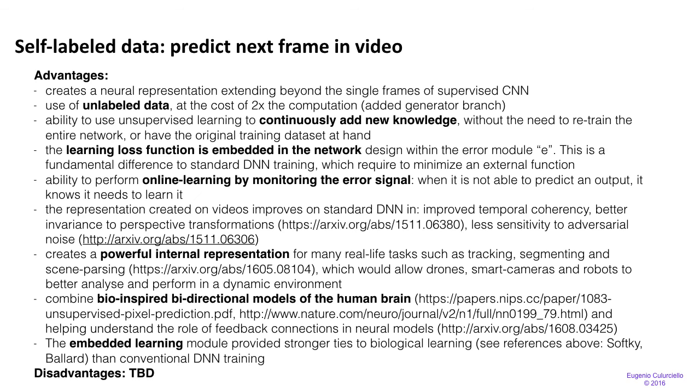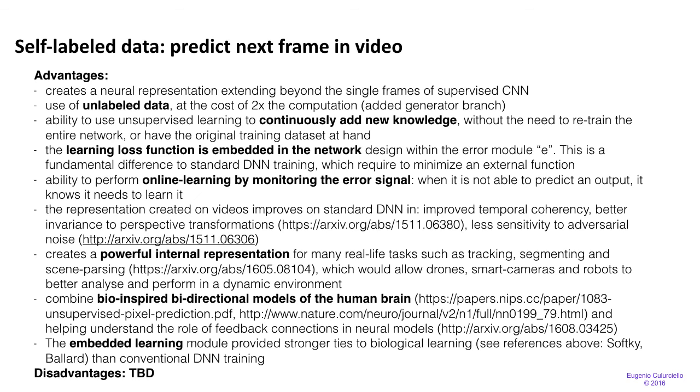The advantage of this model is that it creates a neural representation that can extend beyond just a single frame of a supervised CNN. It can use unlabeled data. This neural network is trained on just a video stream of similar content. That's all you need. And yes, it costs twice the computation, because you have a generator branch, and you have some kind of LSTM as well. So it could be quite heavier than a single supervised learning.